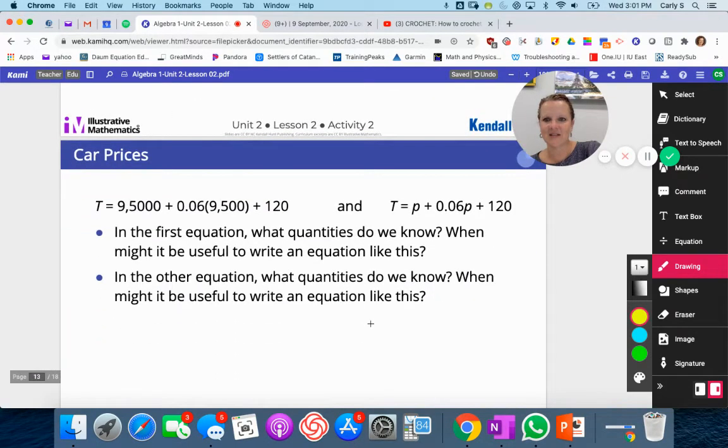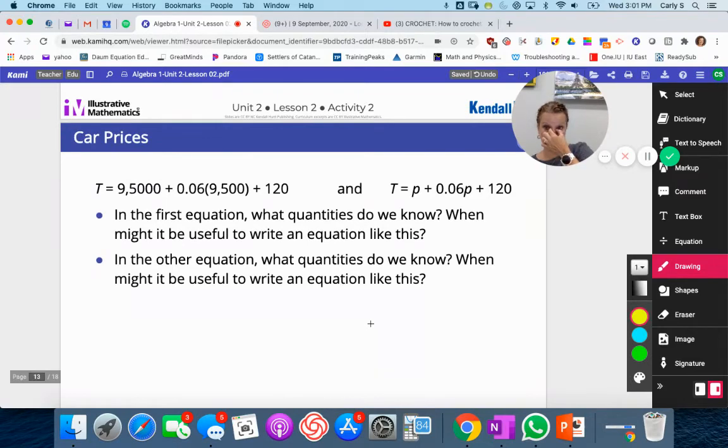All right, so let's look at this. I've got two different equations. In the first equation, what quantities do we know? We know the original price, the sales tax, and the miscellaneous. We do not know how much we've spent totally, but we can get there by doing this math. That's useful when we know all the information. In the other equation, we only know the sales tax and the miscellaneous fees.